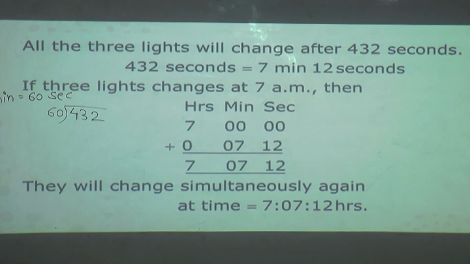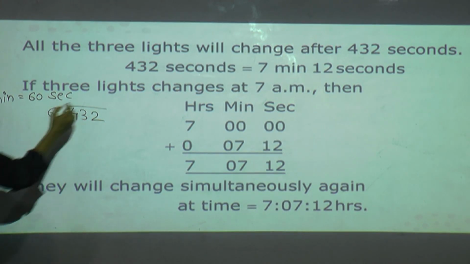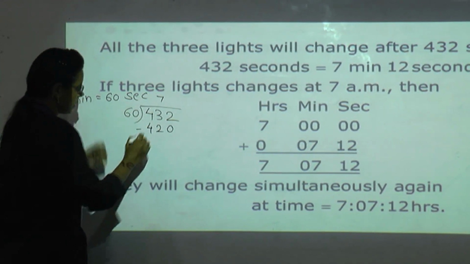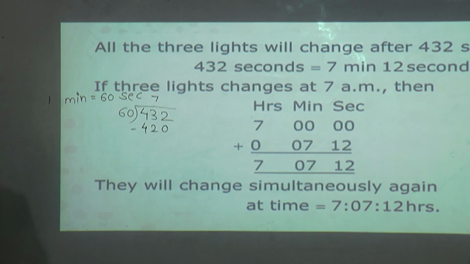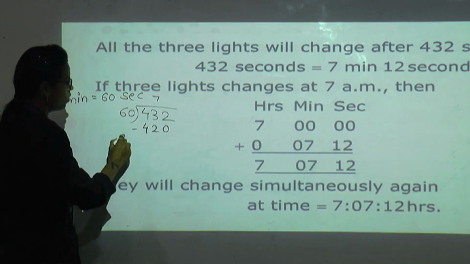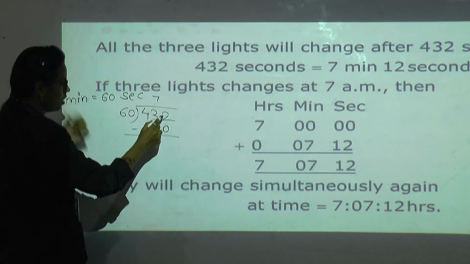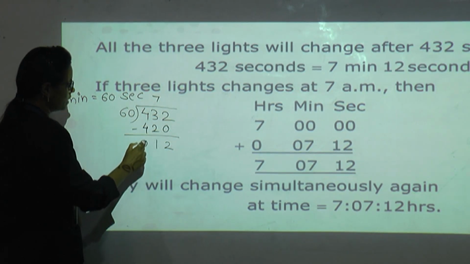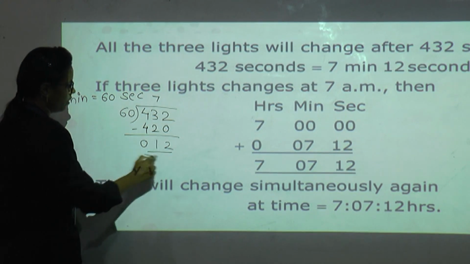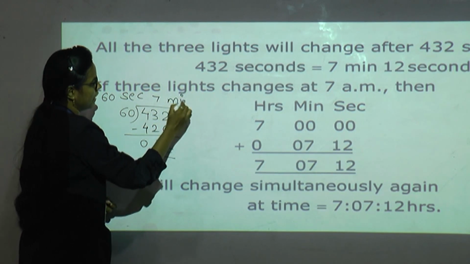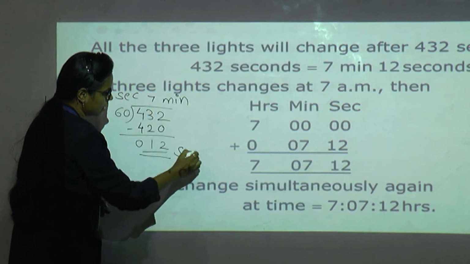Now we have to divide it. 67s are 420. Okay students, now see here, as we got 420, now we will subtract it. 2 minus 0 is 2, 3 minus 2 is 1 and 4 minus 4 is 0. We got 12. So we got the answer after dividing as 7 minutes and 12 seconds.